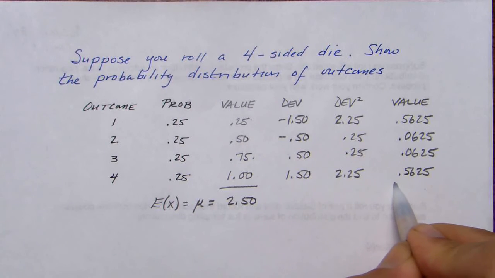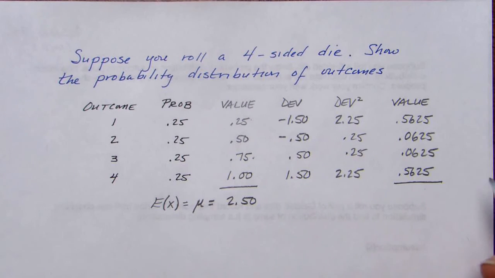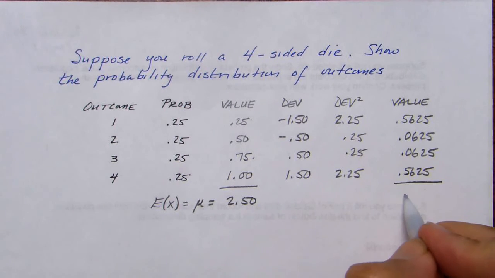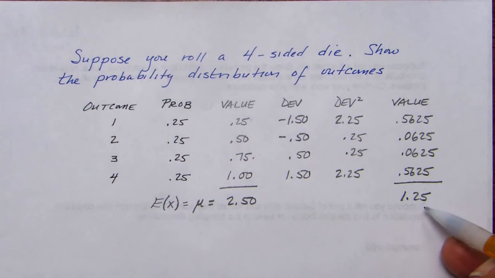And so of course then we add up all these values together. So 0.5625 plus 0.0625. I'm just going to double check that. And so I end up getting about a 1.25. And again, we don't do any division here.